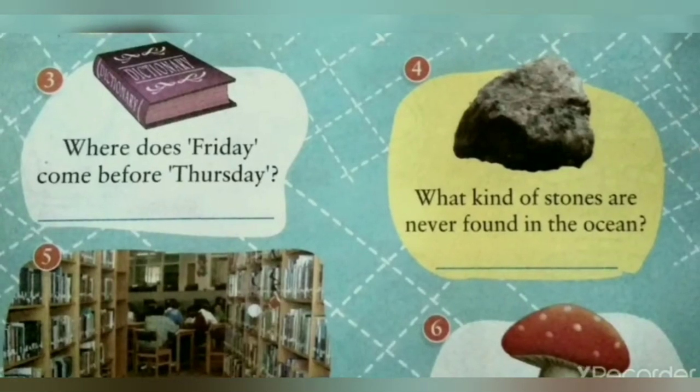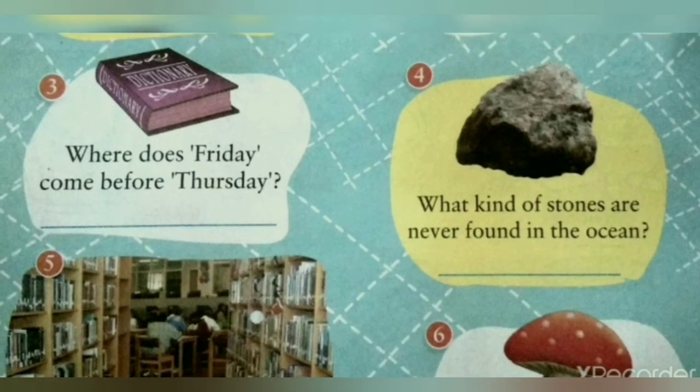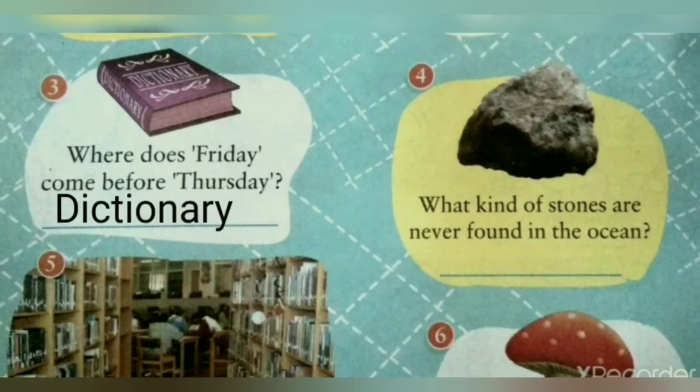Let's move to riddle number 3. Here the riddle is, where does Friday come before Thursday? In the picture you can see a dictionary. Yes, the answer is dictionary. In the dictionary, Friday comes before Thursday. So write here dictionary.